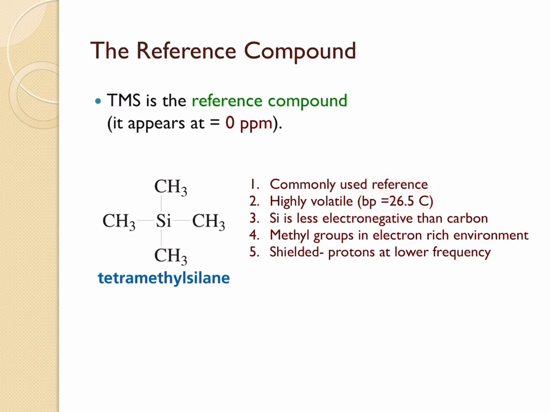experiment is done. The methyl groups present in tetramethylsilane are said to be in a highly electron-rich environment because silicon is less electronegative than carbon. Therefore, all of these methyl hydrogens are said to be shielded, and they are going to have the protons appearing at lower frequency in the NMR spectrum.